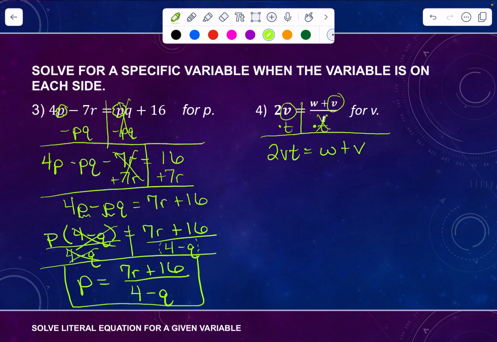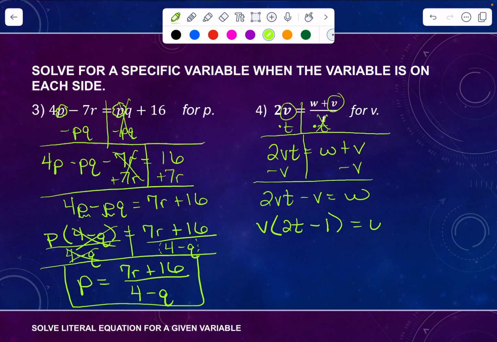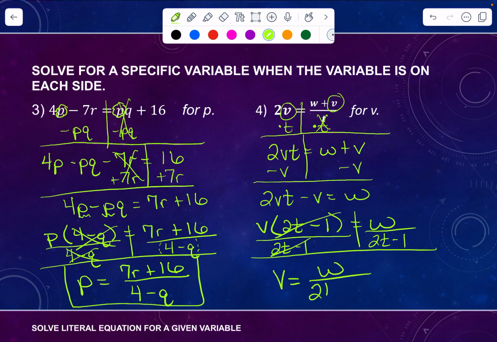My next step now is I'm going to move the v to the other side, so I'm going to minus v from both. So 2vt minus v equals w. Now we're going to do that distributive property part where I take the v out. That would leave me 2t minus 1 equals w. And now my final step, I'm going to divide by 2t minus 1, and that leaves me v equals w over 2t minus 1. Okay, and that's how we do that process.